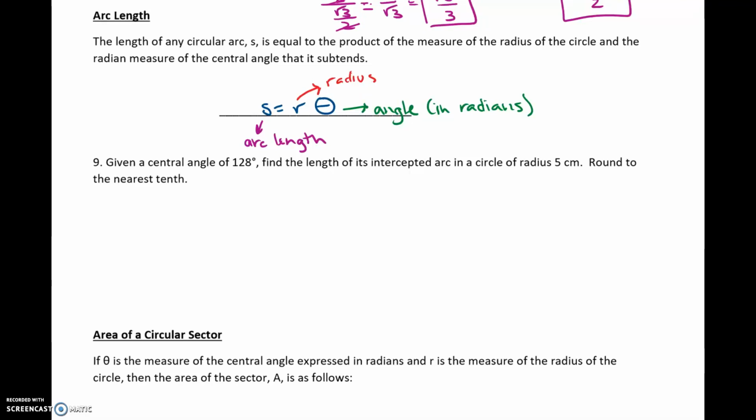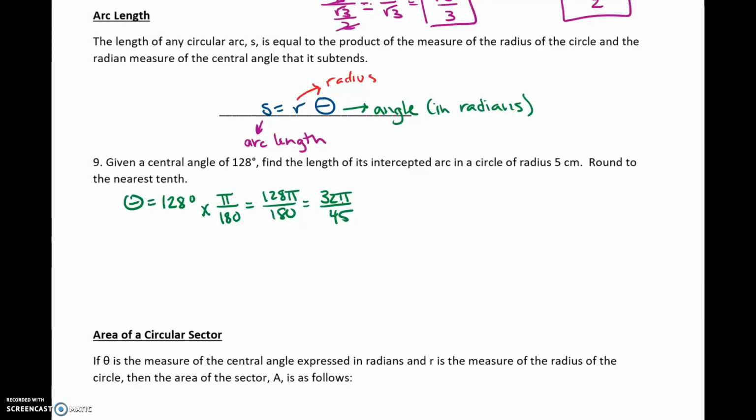It says, given a central angle of 128 degrees, find the length of its intercepted arc in a circle of radius 5 centimeters. Round to the nearest tenth. So I like to start off first by writing out my givens. Right off the bat, I'm given my theta is 128. Well, we need to go ahead and convert that to radians. So remember from the other day, to convert it to radians, I'm simply going to multiply by pi over 180. So I'm going to get 128 pi over 180, which simplifies down to 32 pi over 45. So I have my theta.